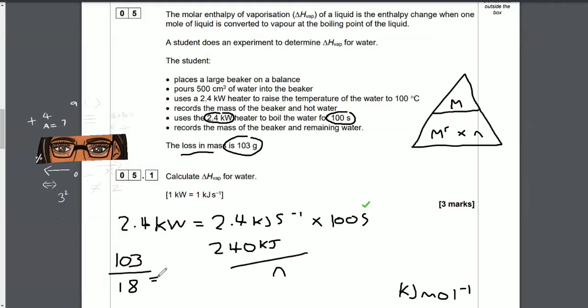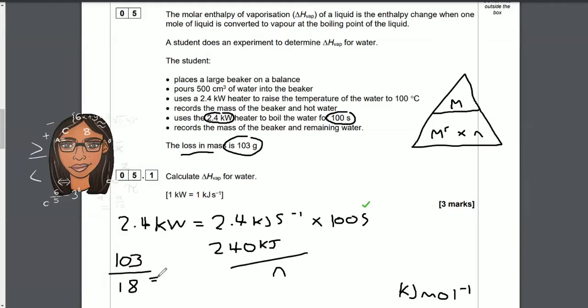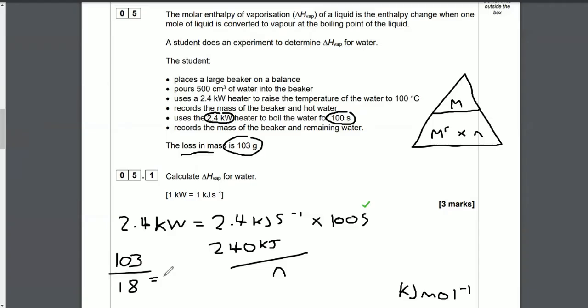That's five something five. My maths isn't good enough to work that out without a calculator. 5.72 recurring. So we've got 5.72 moles of water that have been lost, right? So what I want to do is 240 divided by 5.72, and that should give me my answer in kilojoules per mole. 41.9. Now, how many decimal places do these guys want? It doesn't say. I'm going to go for 2.